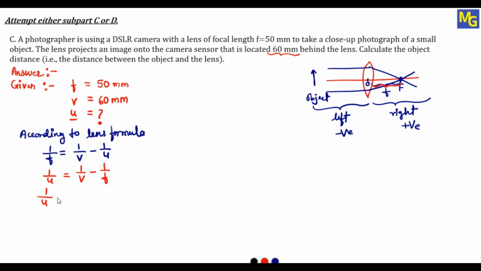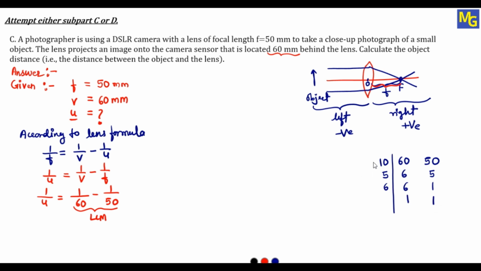So 1 by u is equal to, how much do we have v? We have 60. So I took 60 minus 50. Now for this 60 and 50 we have to take the LCM of both. So how to find the LCM? Let me find the LCM on the other side. I'll write 60 here and 50 here. I will take prime number 10. 10 sixes are 60, 10 fives are 50. Then I will take 5. 5 ones are 5, 6 as it is. Then I will take 6. 6 ones are 6 and 1 as it is.